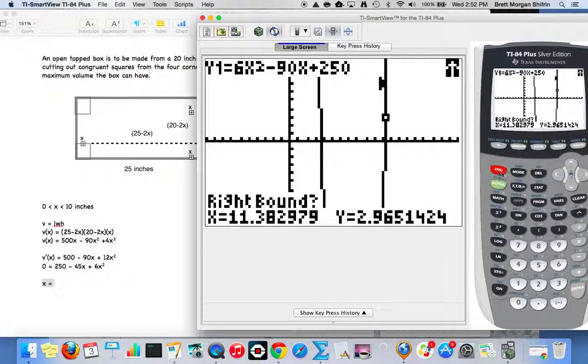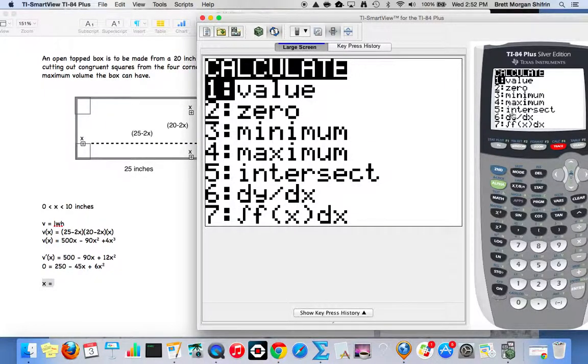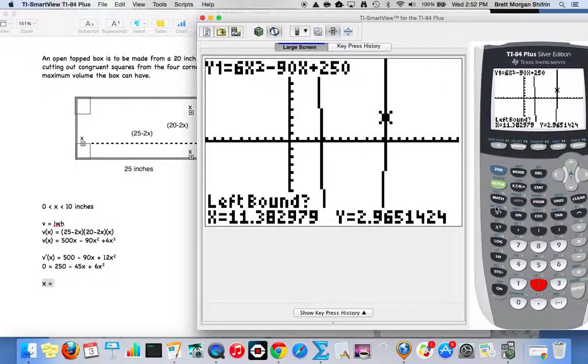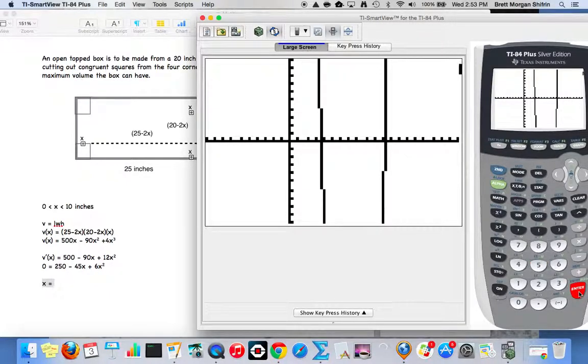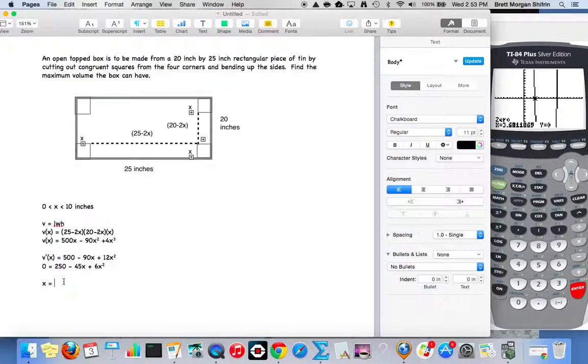Hold on, let me go back and do that. So that's for the left bound. Let's find this one first. A number to the left would be 0. A number to the right of this, not past here, might be like 5. And then I guess, and I find that it's 3.6811869. So x is 3.6811869.